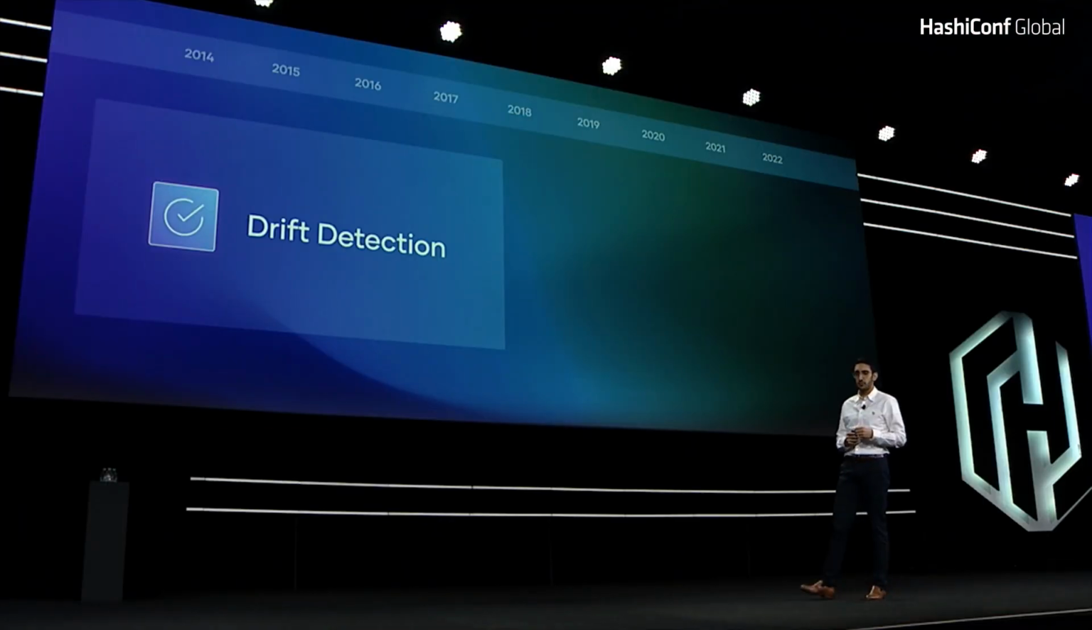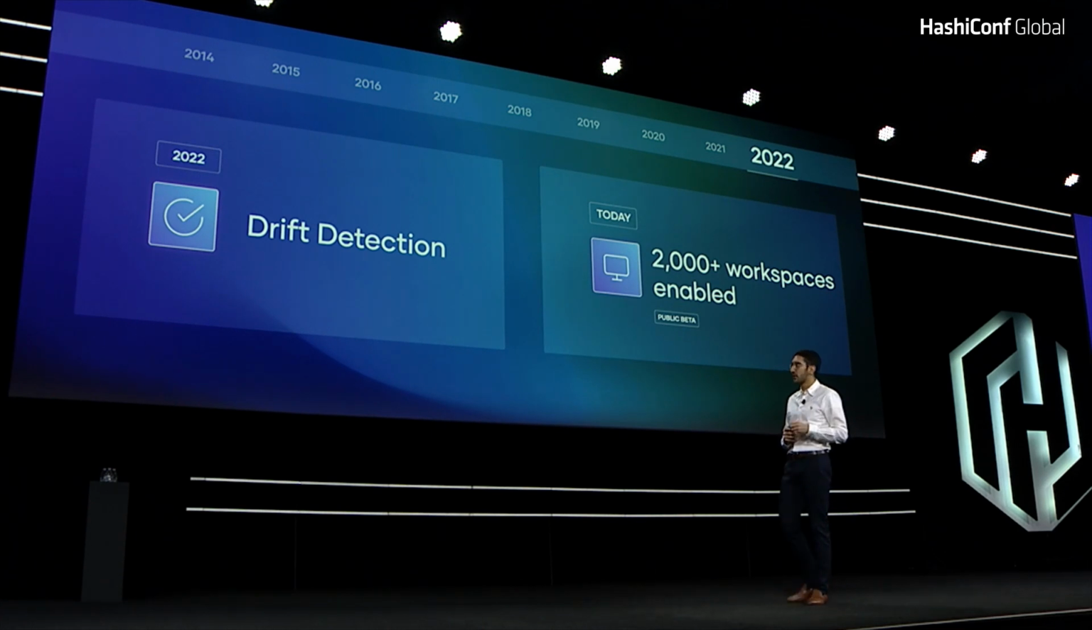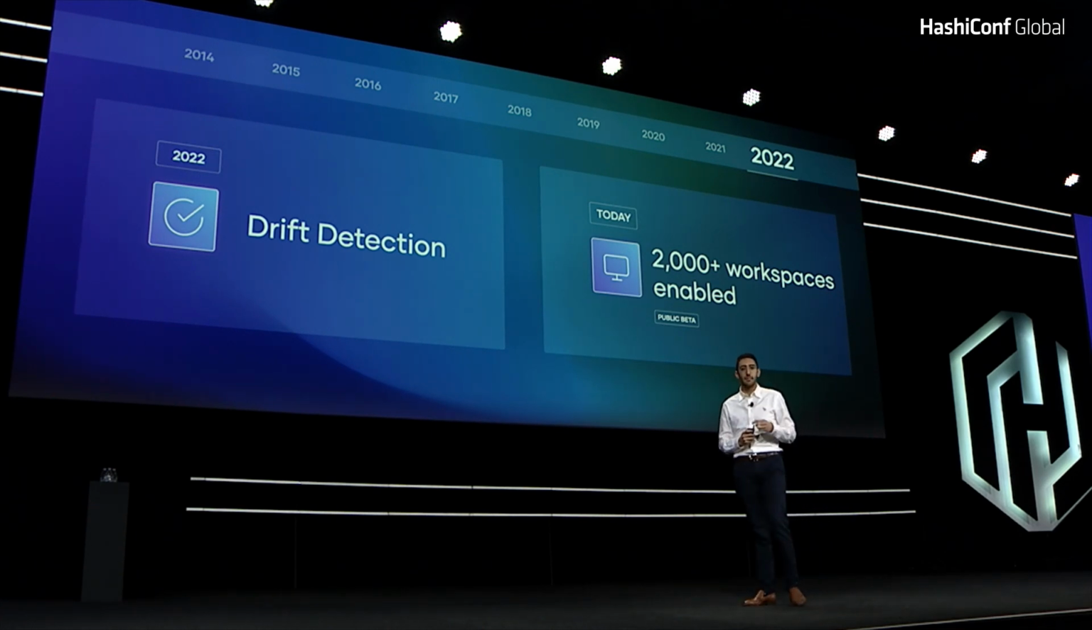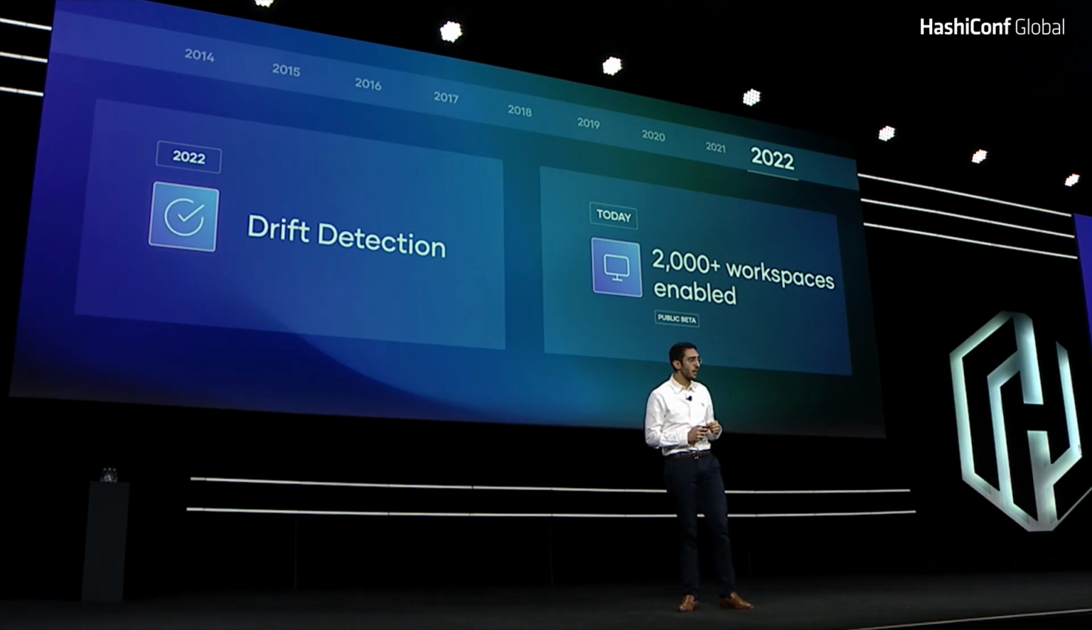And then lastly, earlier this summer, we introduced drift detection, this idea that we want to be able to continuously check for drift from Terraform and alert users proactively. That only went into beta in late summer, and since then we've had over 2,000 organizations enable that as well. So super excited to just see the progress around Terraform.